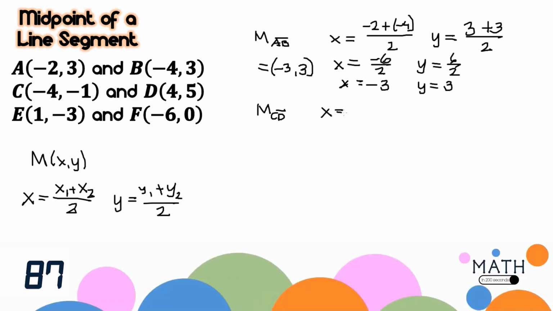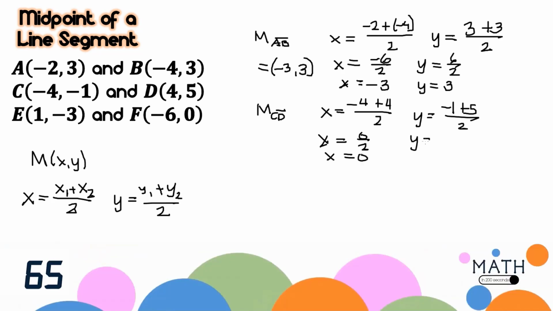Now let's continue in solving for the midpoint of the line segment CD with the same concern. X is the average of the x coordinates. You have negative 4 plus 4 over 2. And then for your y here, you have negative 1 plus 5 over 2. So your x coordinate is 0 over 2, which gives us a value of 0. And for your y, that's actually 4 over 2, which gives us a value of 2. So the midpoint of the line segment CD connecting points C and D is at 0, 2.